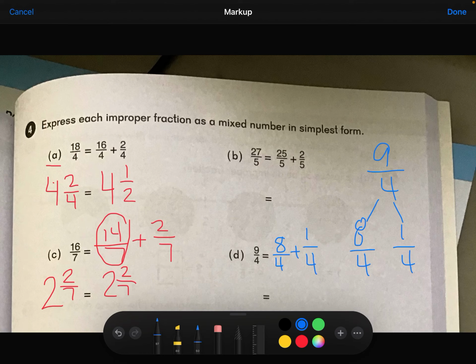Okay, so now we can take 8/4 and we can turn it into a whole number. 8/4 is double 4/4, which means 2 wholes. 4/4 is 1 whole, and 8/4 is 2 wholes. All right, and what is left? We've used this. What's left is 1/4. There is no need to simplify that any further. That is our answer. So I can rewrite it here.